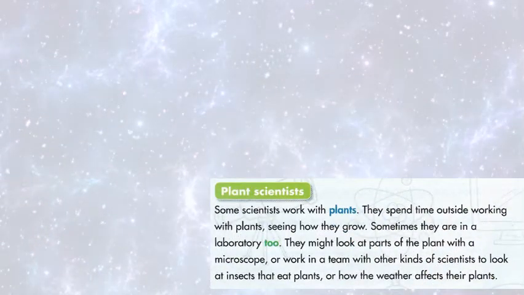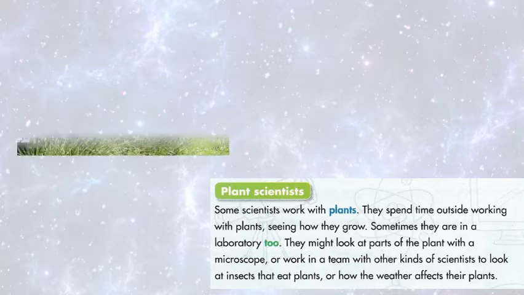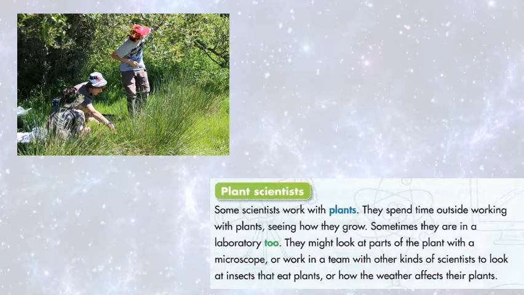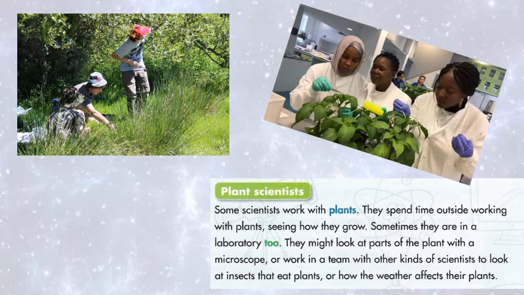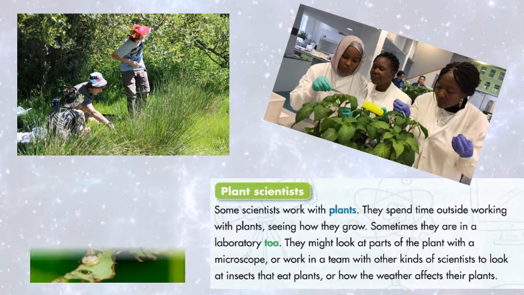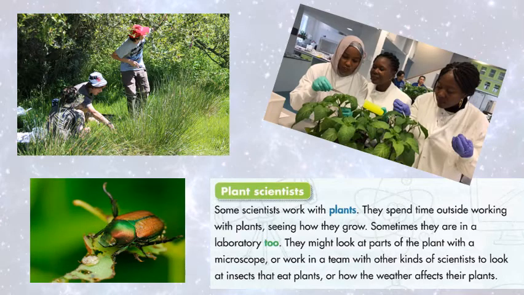Plant scientists. Some scientists work with plants. They spend time outside working with plants, seeing how they grow. Sometimes they are in a laboratory too. They might look at parts of the plant with a microscope or work in a team with other kinds of scientists to look at insects that eat plants or how the weather affects their plants.